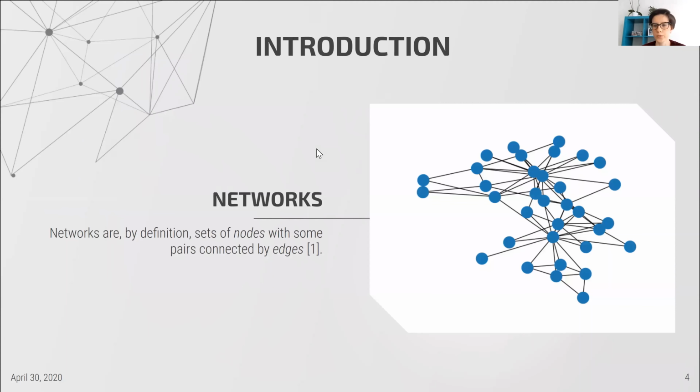Since we're going to talk about networks, I included here a quick definition where networks are a set of nodes with some pairs connected by edges. And just to put things clear, we use the term graph to refer to the mathematical model, whereas networks are more the practical version of the graph, in the sense that nodes represent real-world objects, and the edges are there to encode some kind of relationship between these objects.